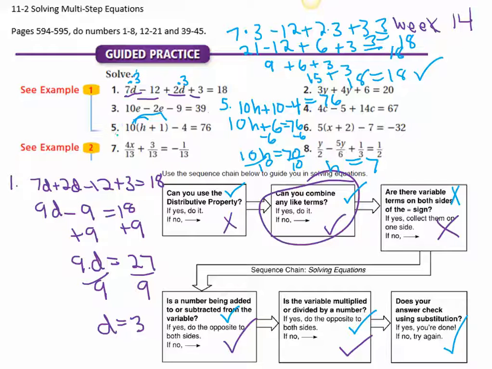So for number 5, you get h equals 7. And then you can go back and check it by putting the 7 right here. 7 plus 1 is 8. 8 times 10 is 80. And 80 minus 4 is 76. So I checked it in my head, but I did check it.